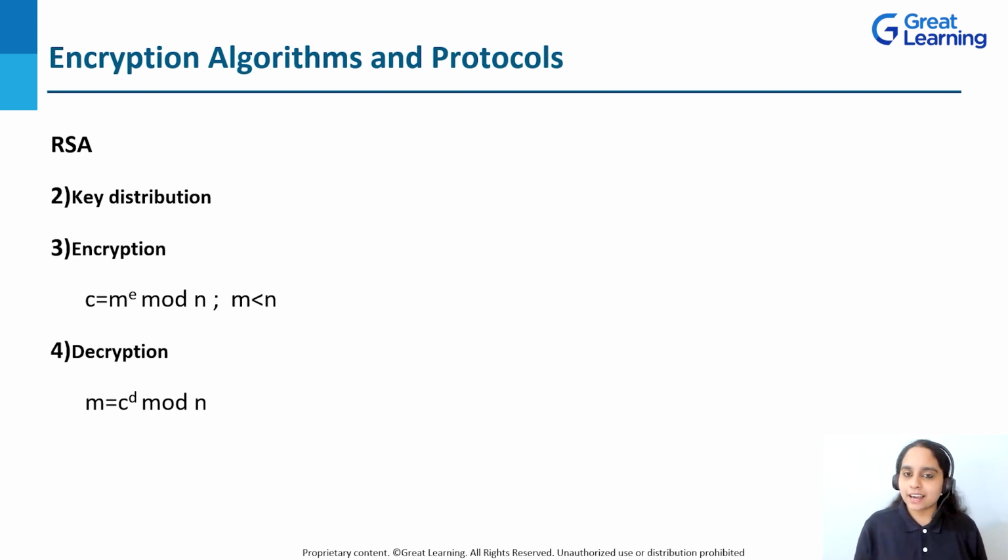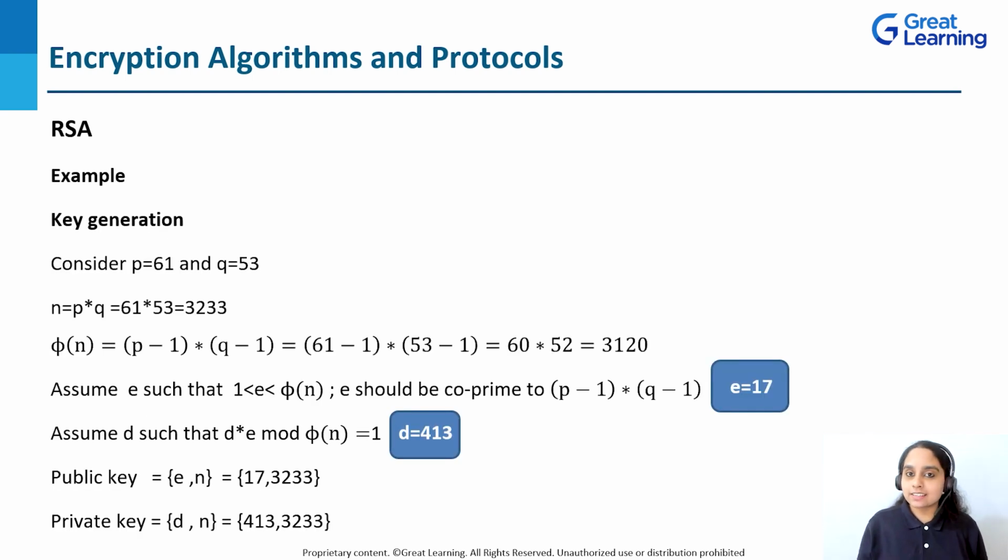The fourth step in the RSA algorithm is decryption. Decryption is the process of converting ciphertext into plain text. The formula for decryption is M is equal to C to the power D mod N. Hope you all have understood the four steps in the RSA algorithm. So let's understand the RSA algorithm in a better way using an example.